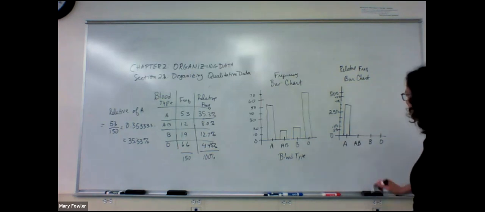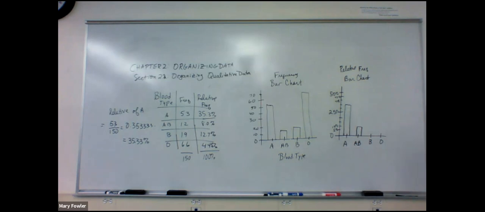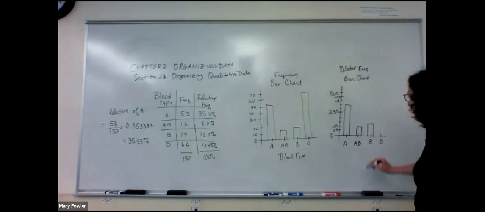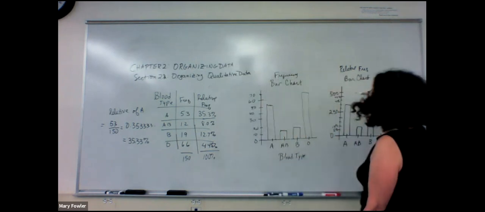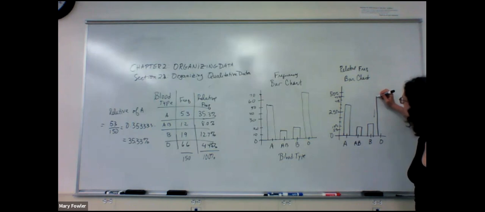Okay, AB is 8%, so somewhere between 5 and 10. And B has 12.7%, so it's somewhere between 10 and 15. So I got it over there. And finally, O has the 44%, so I'm going to take that up here. And again, you don't have to be really neat. You have to try to make it clear. Clear enough, neat when it matters. That's my motto in life in general.